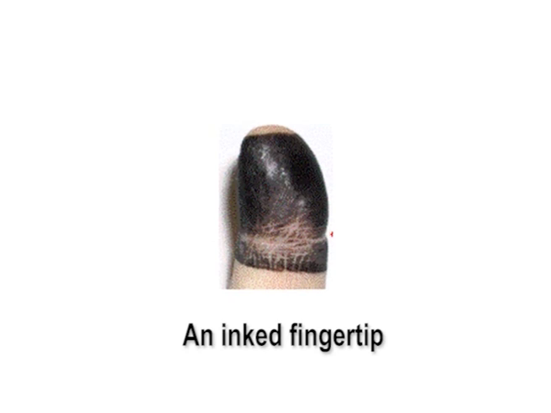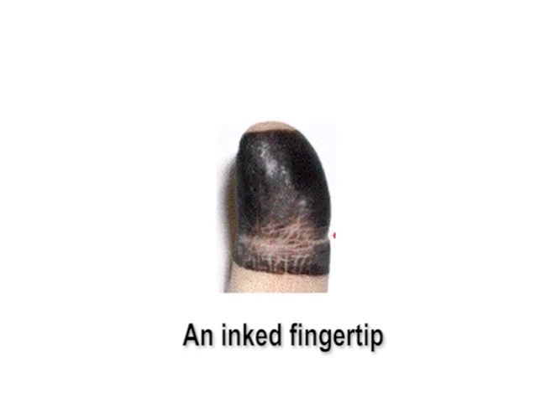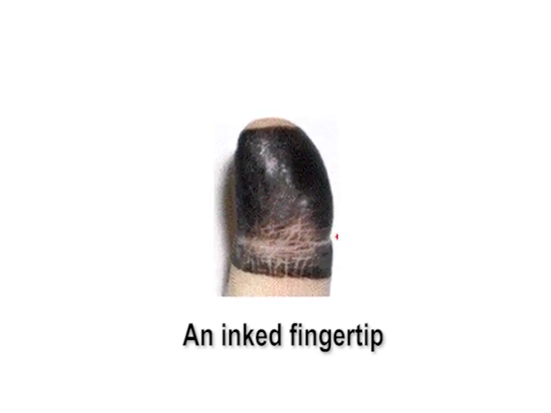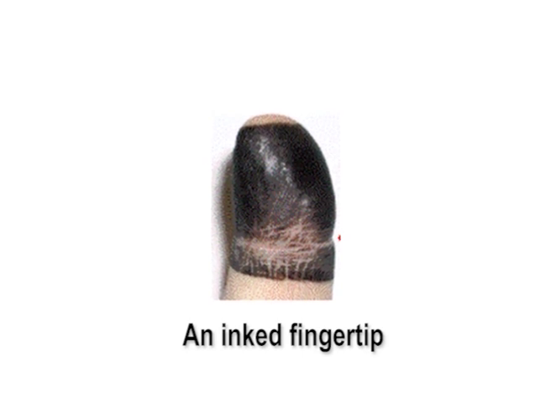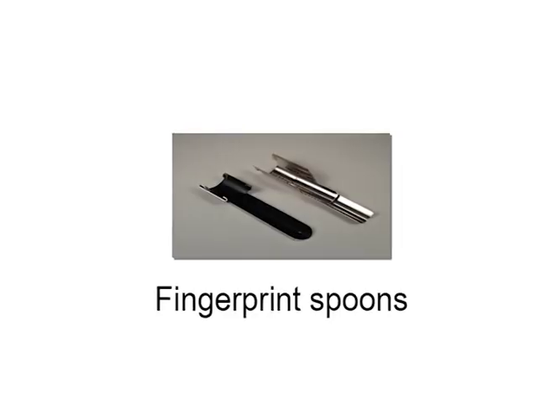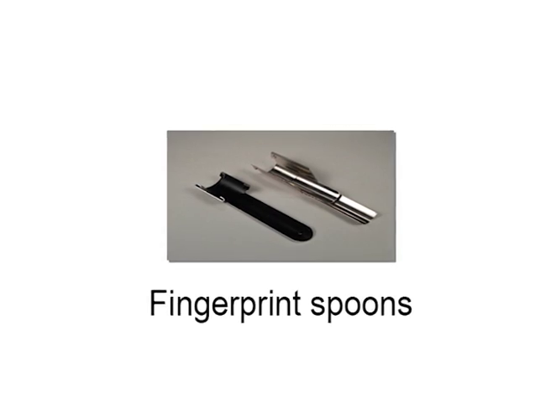The spatula is then used to apply ink evenly on the fingertip, as has been shown on your screen. This figure shows an inked fingertip. A fingerprint card is next placed in a fingerprint spoon. The latter is a curved metallic device that is used for recording post-mortem finger impressions. The figure shows the fingerprint spoons.